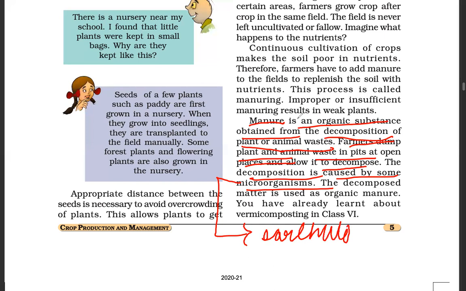worm. Wait, I will just write it for you. Earthworm or red ants, right? Earthworm or red ant. The decomposed matter is used as organic manure because it is made up of organic substance.